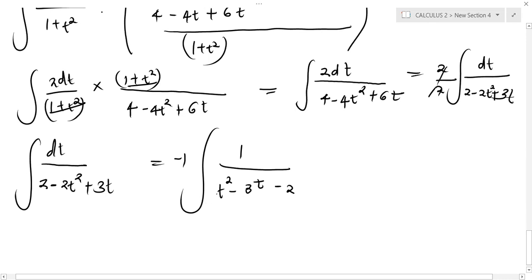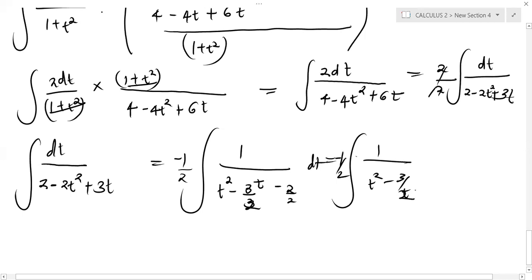And there's a 2 here. So what if I get rid of this 2? If I factor out the 2, then this will be 3 over 2, then this will be 1. Just trying to simplify dt. So I have minus a half into 1 over t squared minus 3 over 2 t minus 1 dt. Okay, fine.